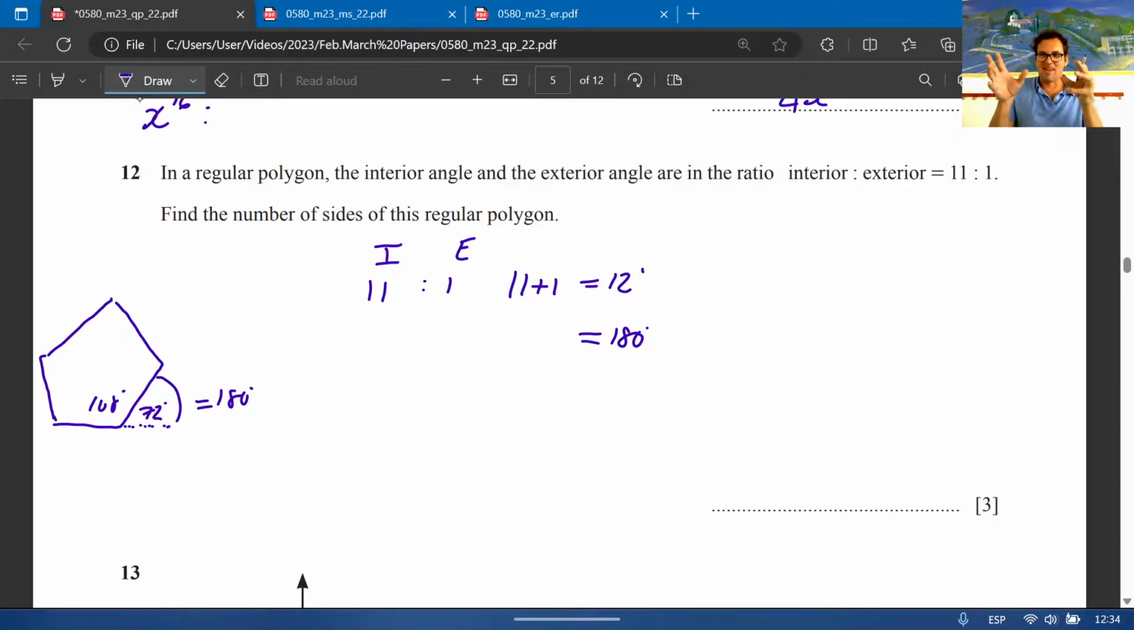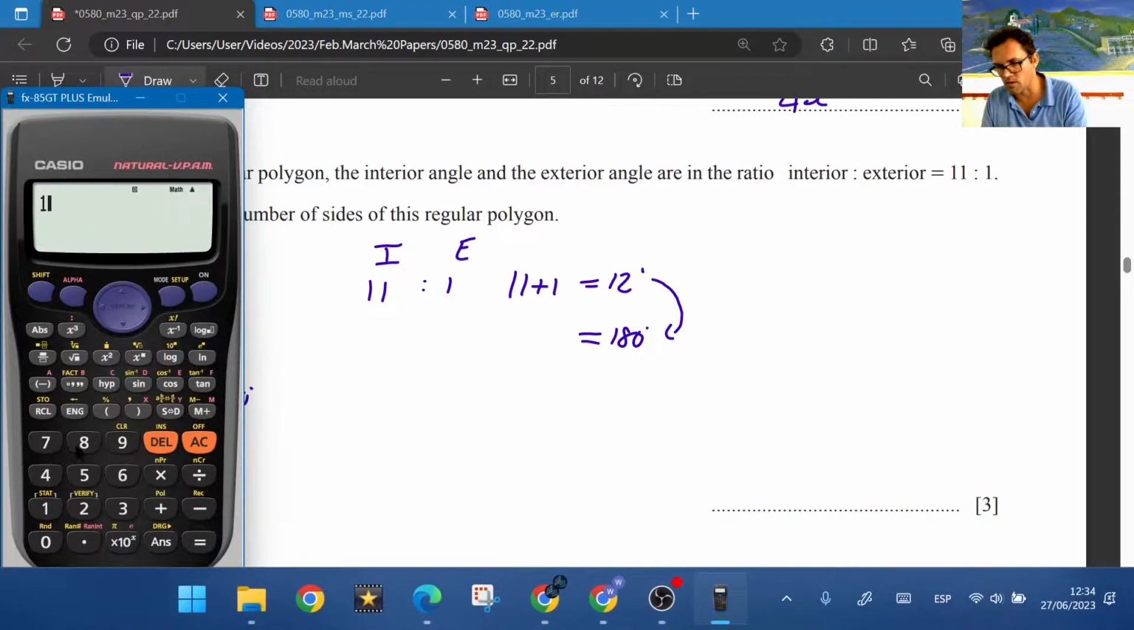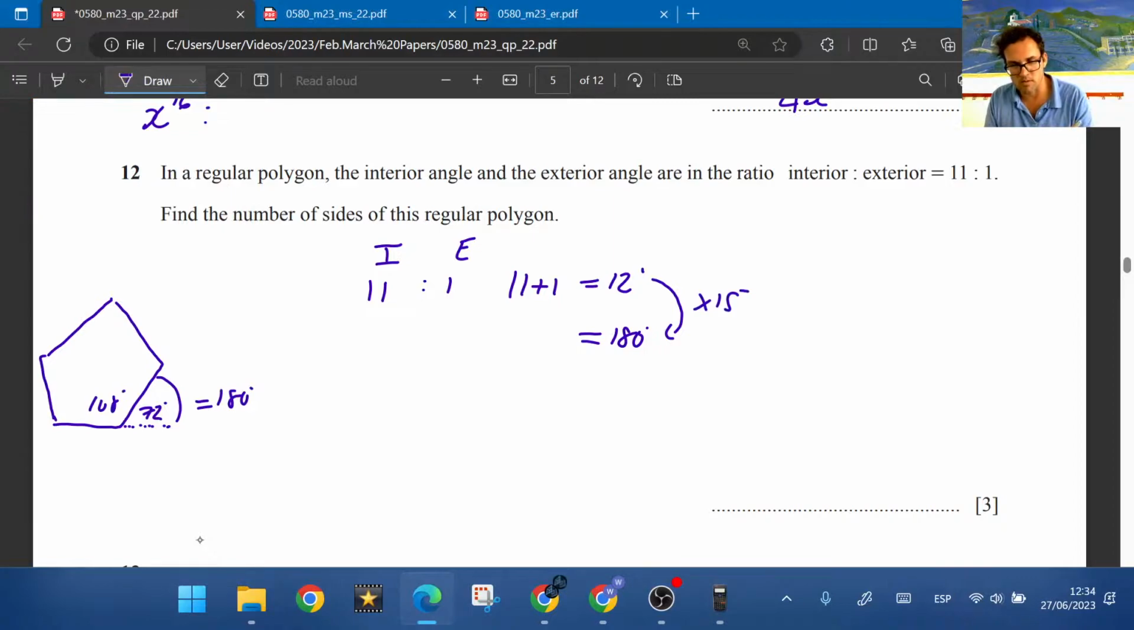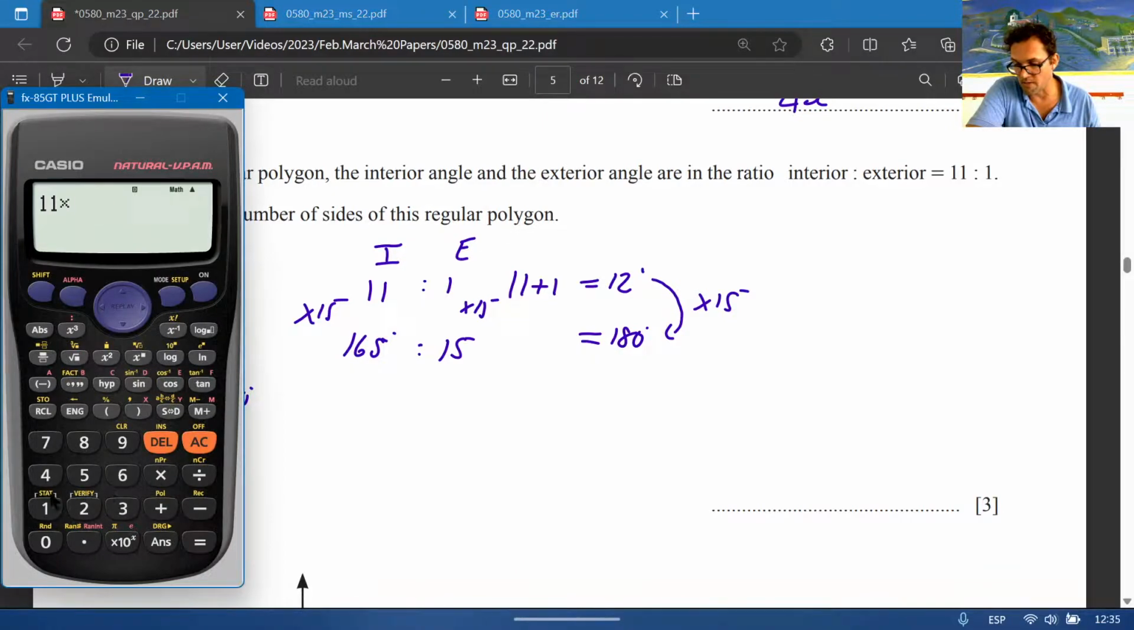So we need to keep scaling the ratio until the sum is 180. So how many times are we going to do that? How do we get from 12 to 180? Well, I do 180 divided by 12. I need to times it by 15. So I'm going to multiply my ratio by 15. That means the exterior angle is 15. So the interior angle must be 165. Or 11 times 15 should be 165. Of course. Bam.